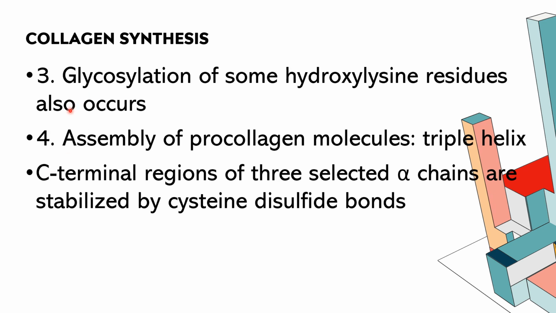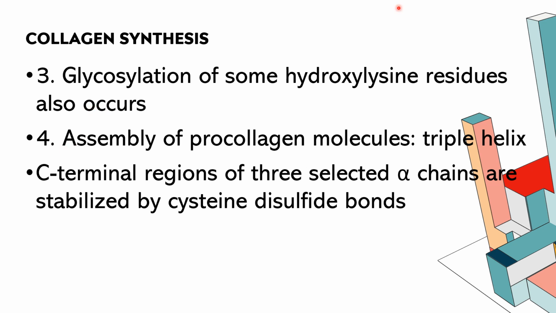And then glycosylation of some hydroxylysine residues also occurs. Please note that glycosylation here is the addition of sugar molecules to your hydroxylated lysine residues. By the way, hydroxylation here is the addition of an OH group, or hydroxyl group, to lysine and proline amino acids. There is again a glycosylation of some hydroxylysine residues in various degrees in different collagen types.